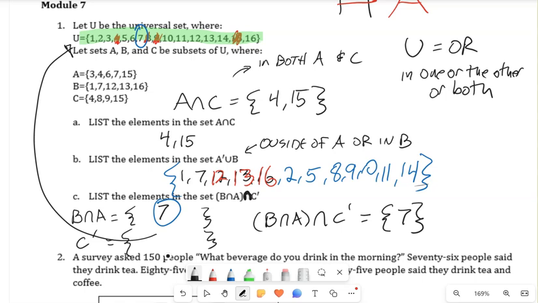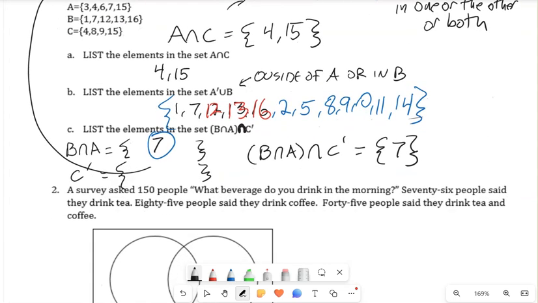So this question is mostly about understanding union and intersection and complement. Hopefully that makes sense. All right, next up, number 2.